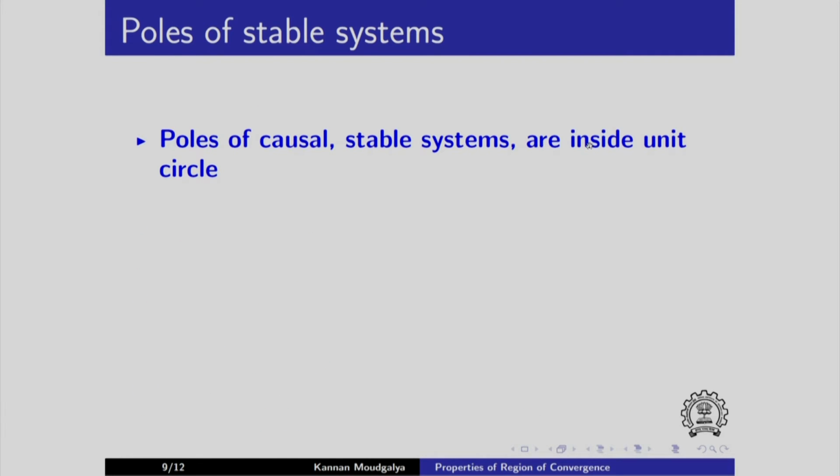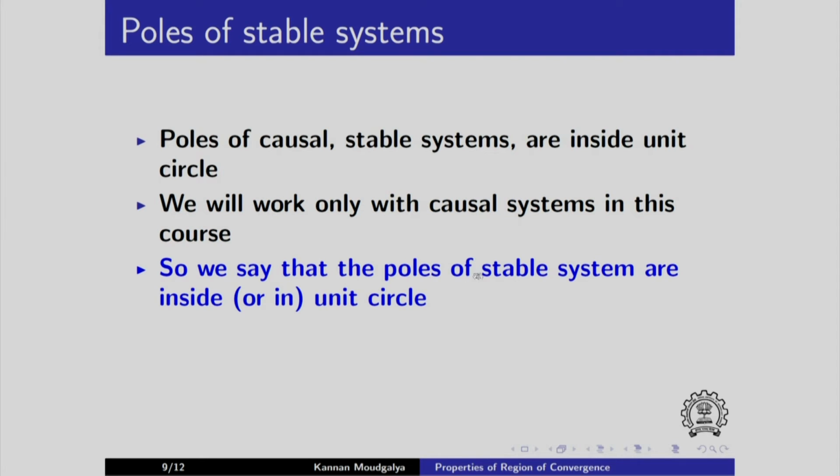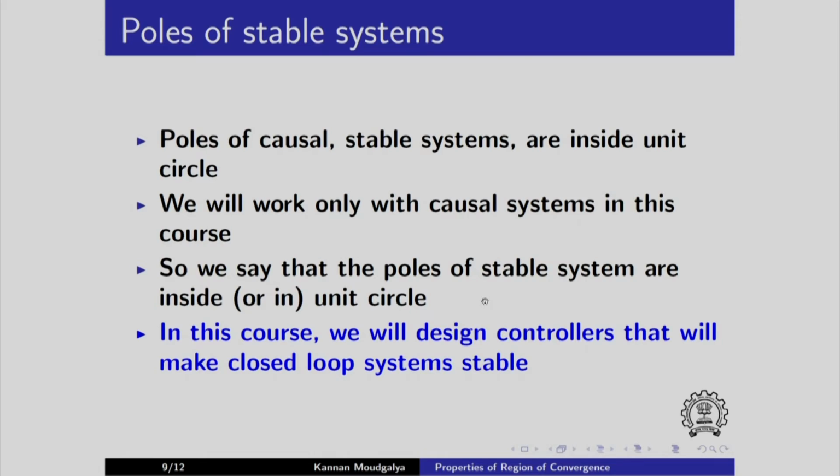Poles of causal stable systems are inside the unit circle. We will work only with causal systems in this course. So we say that the poles of a stable system are inside, or simply in, the unit circle. It is understood the moment we say that they are stable, they are inside the unit circle. They are not on the unit circle, they are not outside the unit circle. They are inside the unit circle. So in this course, we will design controllers that will make closed loop systems stable. So that is why this property is extremely important.